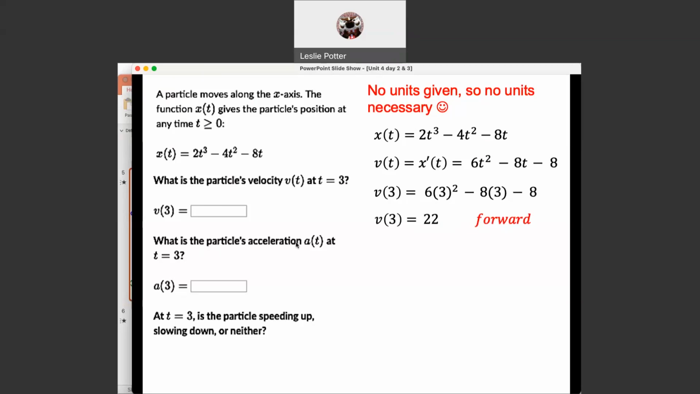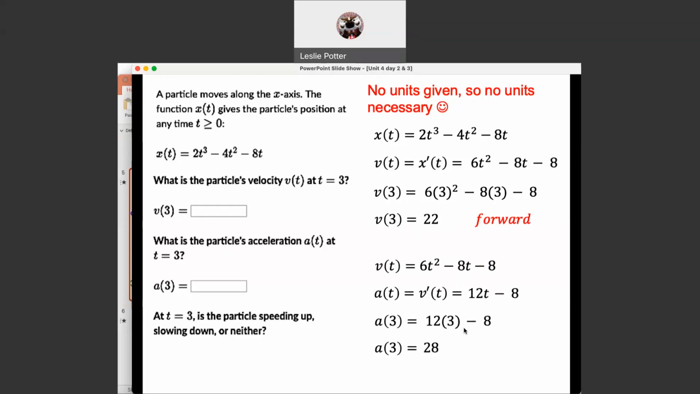Okay, now it says what's the particle's acceleration at t equals 3. We have our velocity function, so I've gone back to this expression. I'm going to differentiate that to get my acceleration. That's going to be 12t minus 8, and I'm going to plug in 3. I need a of 3. So 12 times 3 is 36, minus 8 is 28. So our acceleration is 28. If this was meters per second, this would be meters per second squared. Either one would be acceptable.